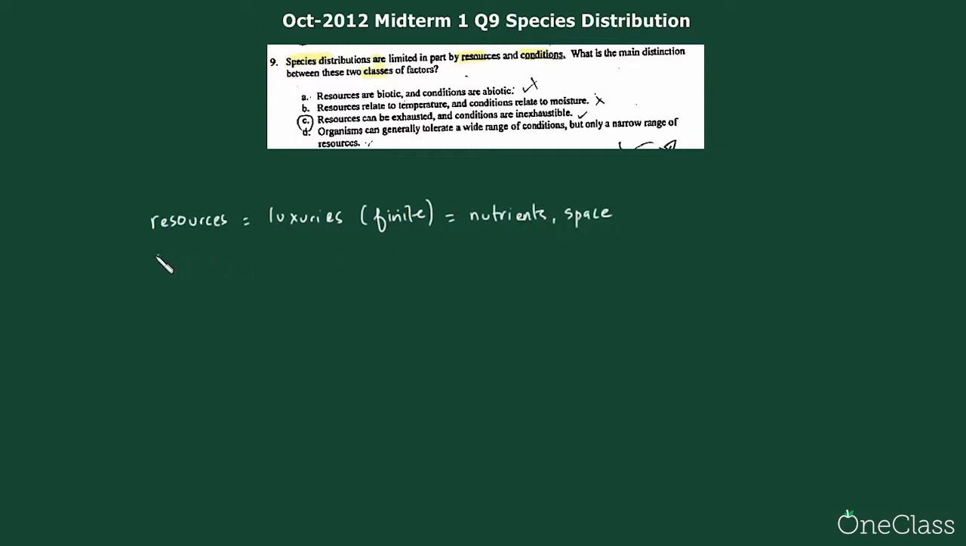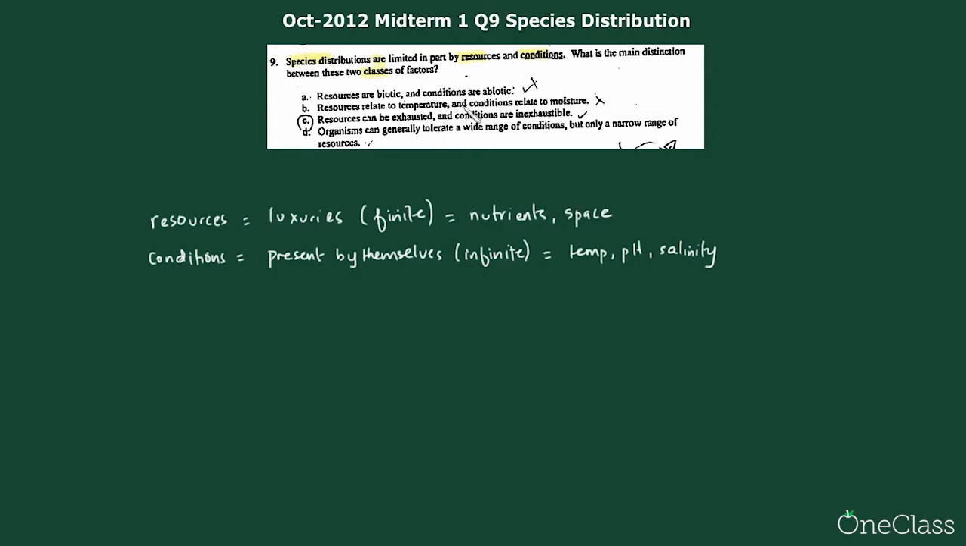Okay, and what about conditions? Well, conditions are just there. They're not luxuries, as in they are just present by themselves, and they're not influenced by anything. Okay, and they're infinite because we are not influencing their presence. The examples would be, for example, temperature, pH, and salinity. Okay, once you know these, now we can go on and answer those questions.